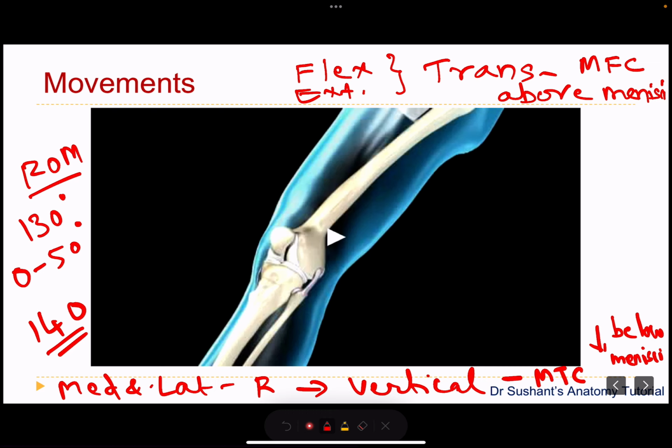So there is flexion and extension taking place along the transverse axis in the meniscofemoral compartment above the menisci. Medial and lateral rotations take place along a vertical axis in the meniscotibial compartment below the menisci. The range of motion of flexion is 130 degrees. With the hip flexed, it is 140 degrees. And the range of motion of extension is about 0 to 50 degrees.